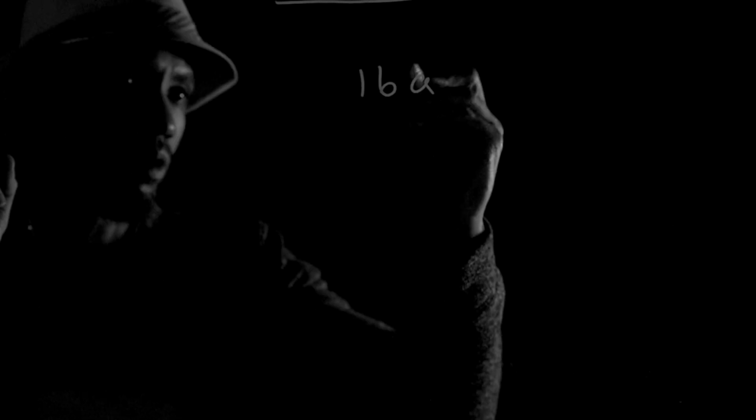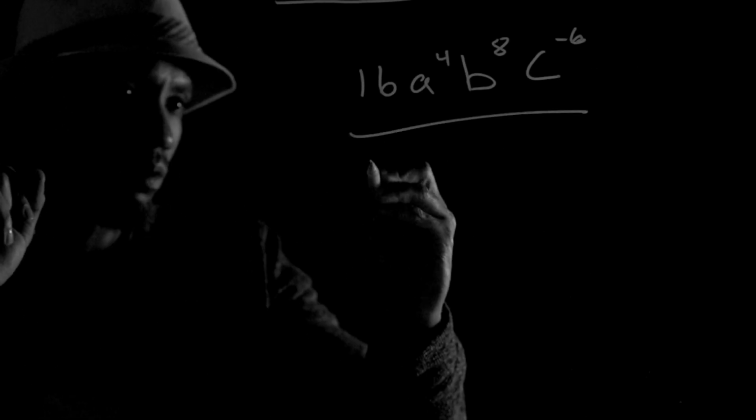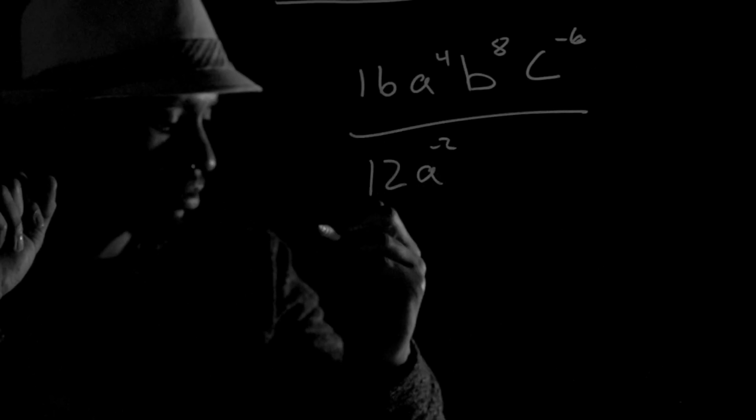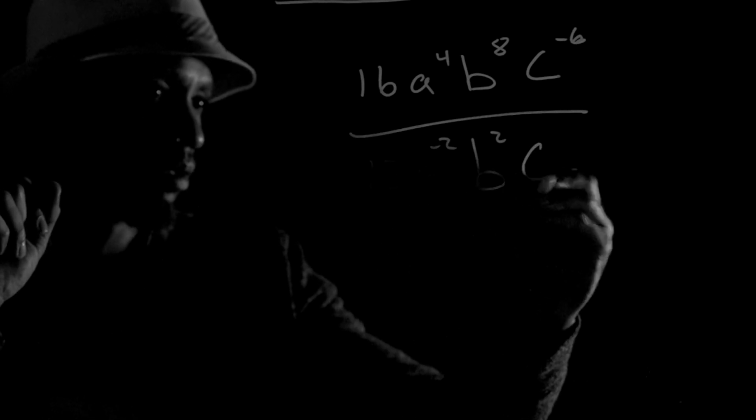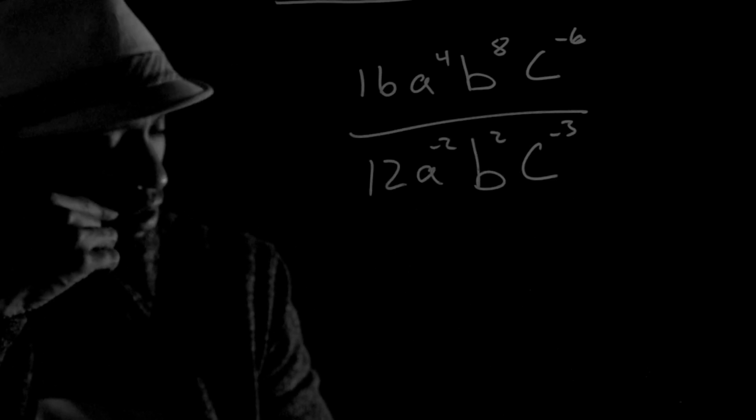16 a raised to the 4th, b to the 8th, c raised to the negative 6, divided by 12 a raised to the negative 2, b squared, c to the negative 3. Okay? Listo.